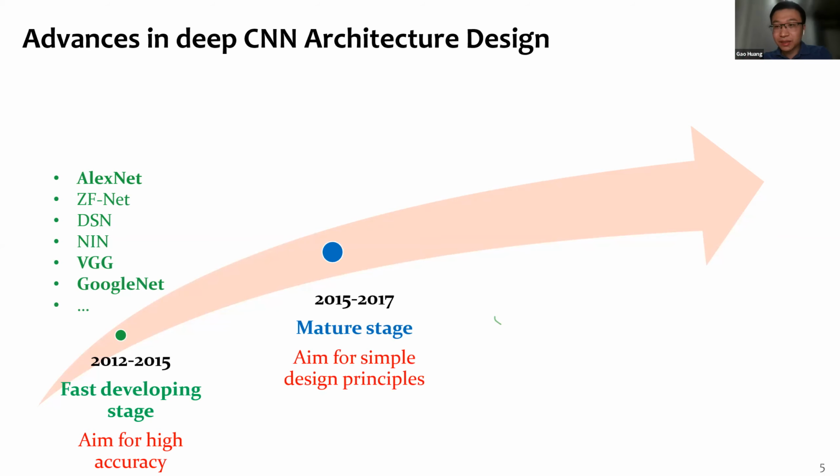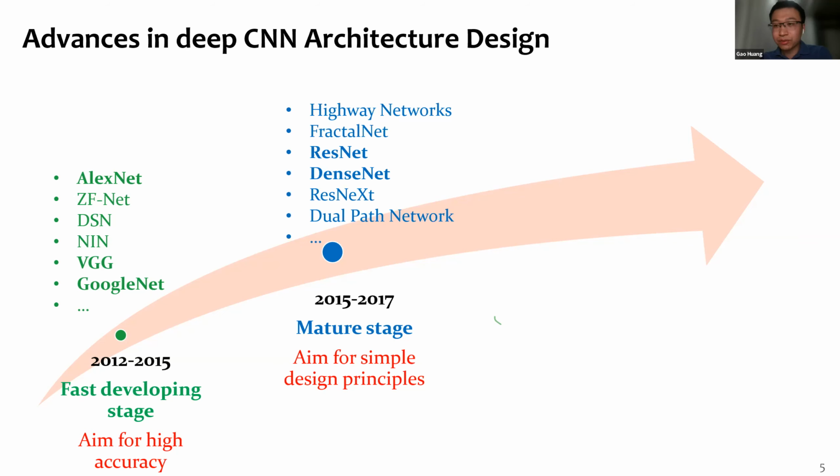And in the second stage, I call it the mature stage. And in this stage, people have discovered that the key principles that lead to high performance networks are actually very simple. For example, the ResNet and DenseNet, although they can grow very deep, the basic component or the underlying principle is very simple. Okay, and so this is from the year 2015 to 2017.